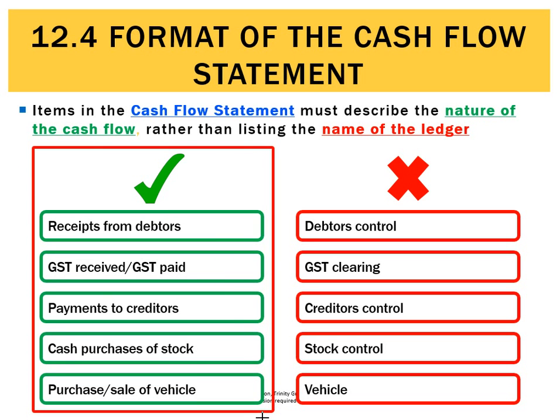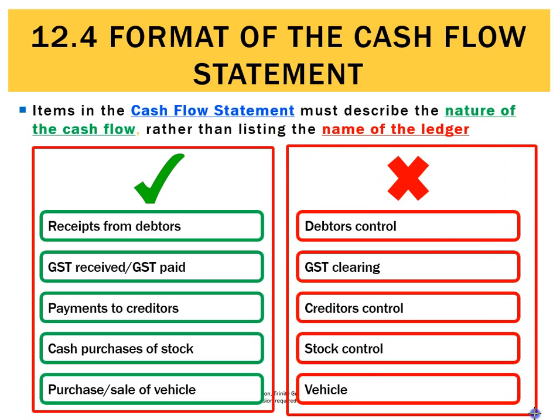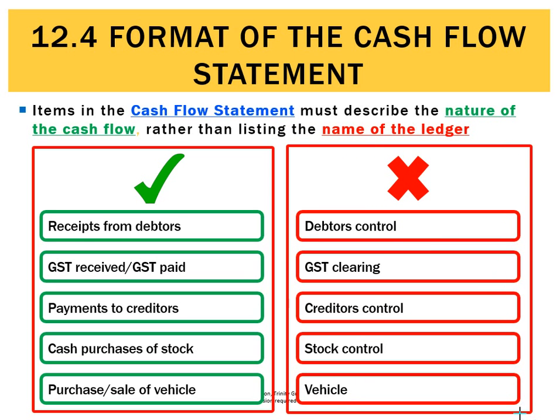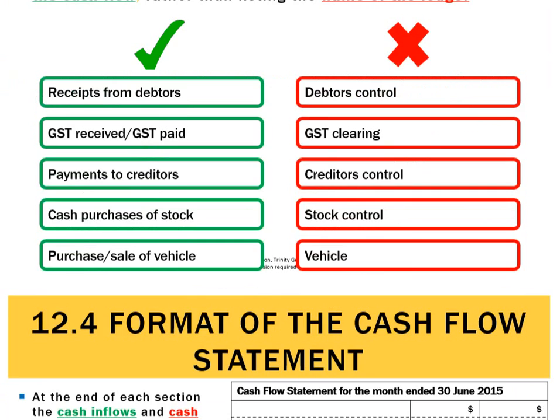The point being that these descriptions over here are descriptive in nature. They actually explain what happened, whereas these ones over here simply say the name of the ledger that's been affected. So we don't want to do that. We want to make these things descriptive about the nature of the cash flow itself.